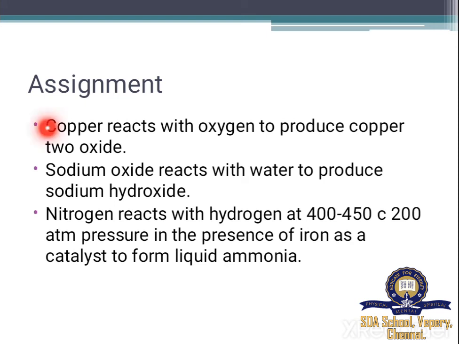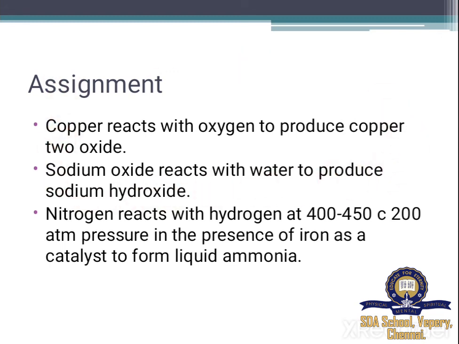So the first question is, copper reacts with oxygen to produce copper 2 oxide. I hope you all remember how to write the copper 2 oxide formula. So this reaction doesn't need any condition or catalyst. And the second one is sodium oxide reacts with water to produce sodium hydroxide. So this also doesn't need any condition or catalyst. Make sure to balance these equations.